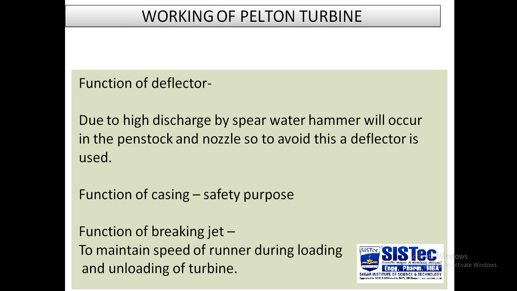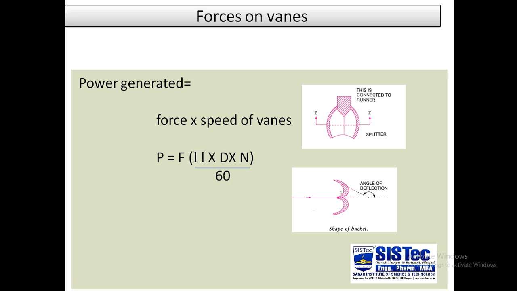And opposite to this, when we are unloading the turbine, there is no water, so during this no water, the vanes are suddenly stopped. So to maintain this stopping and operation process of the vanes and buckets, there is an apparatus that is applied in the turbine, known as the braking jet. So this is the function of the braking jet. It is a very important concept here.